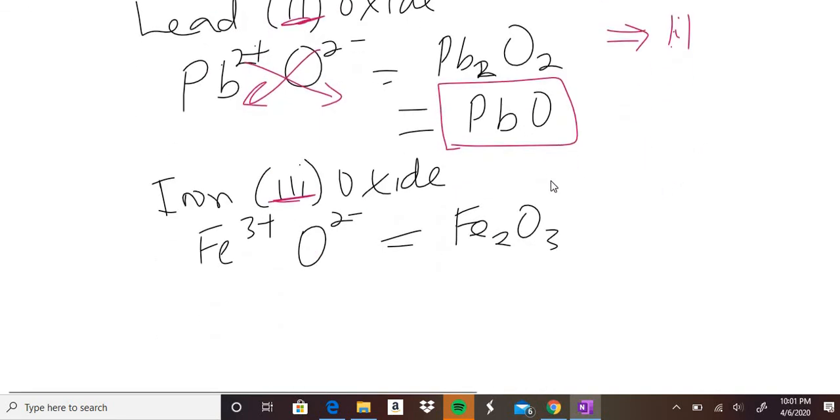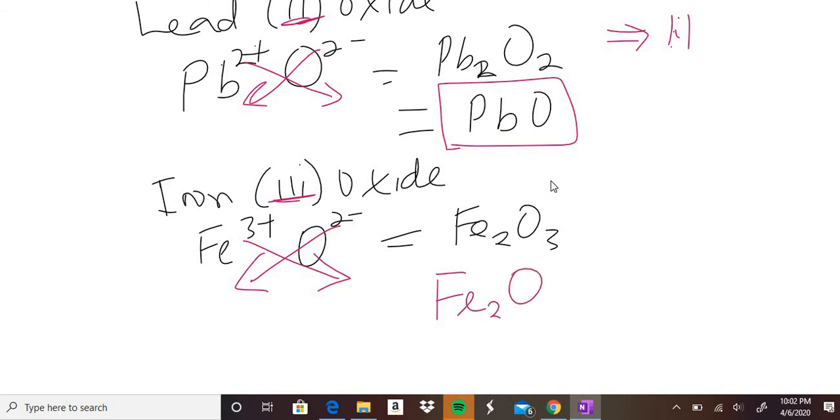We have iron(III) oxide. Our iron(III) is Fe3 positive. We're going to do a crisscross and it gives us Fe2O3. Note, this is not reducible, so it still remains Fe2O3.